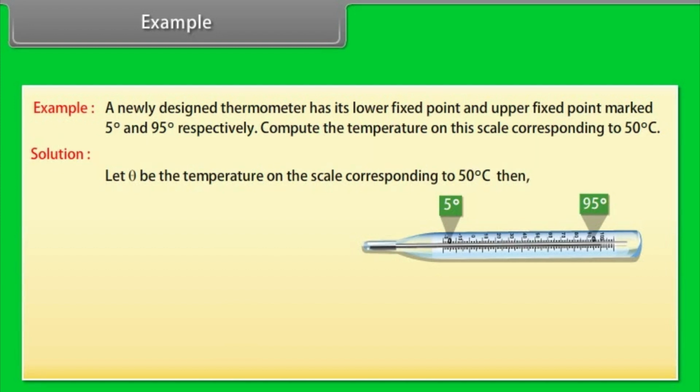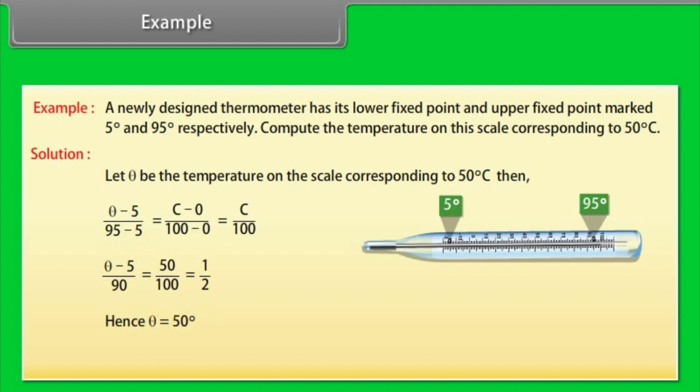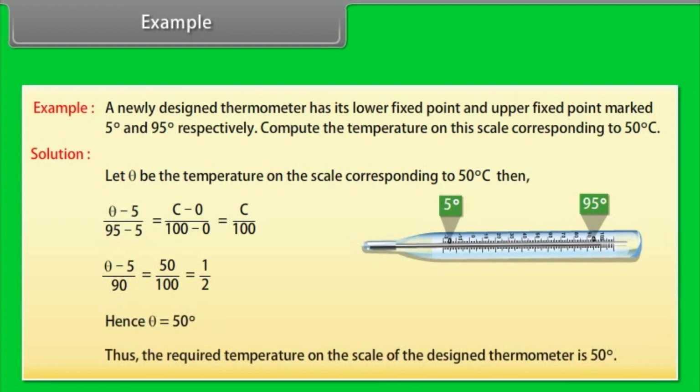Then theta minus 5 upon 95 minus 5 is equal to C upon 100. On simplifying, we get theta minus 5 upon 90 is equal to 50 upon 100. Hence, theta is equal to 50 degrees. Thus, the required temperature on the scale of the designed thermometer is 50 degrees.